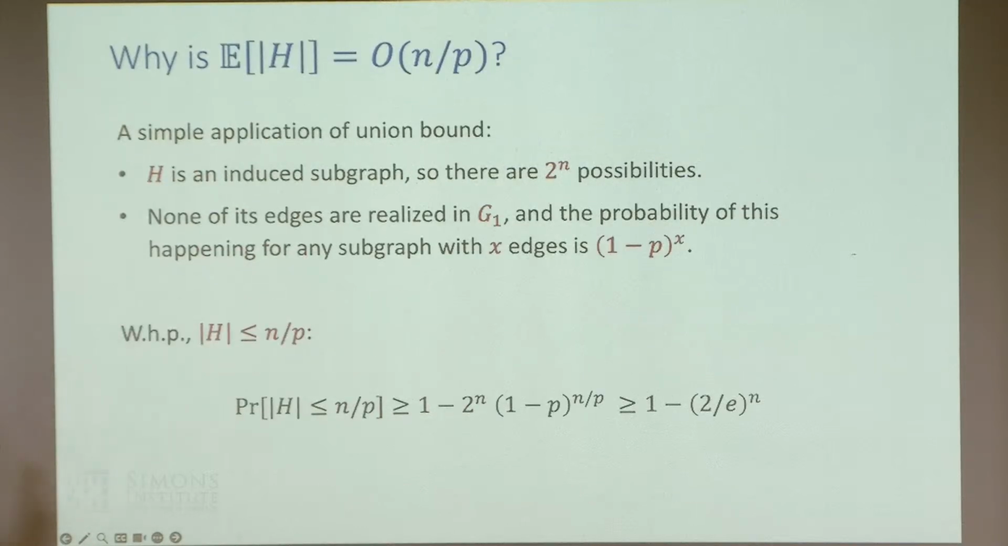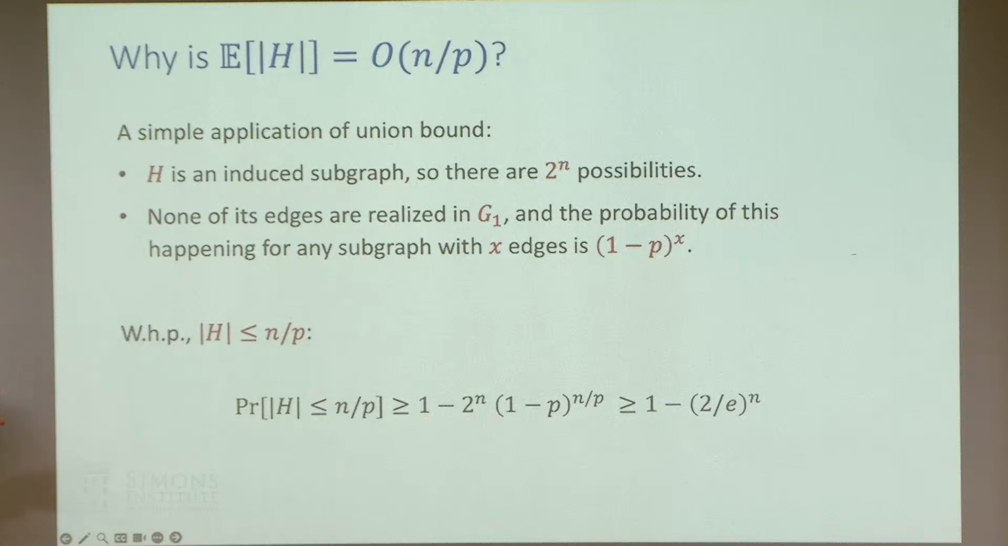Now let's see why H is sparse. I claim that it has O of n over p edges. So it's basically a simple application of union bound. First of all, H is an induced subgraph of G, right? Because we first committed some of the vertices to the final solution. Now H is the induced subgraph for the remaining ones. How many possibilities do we have for that? 2 to the power of n.